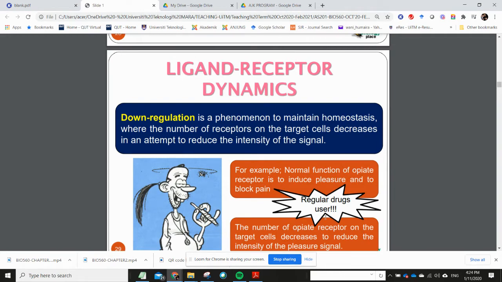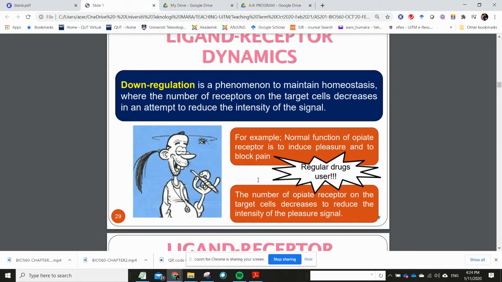So, an example here is the drug abuser, a regular drug user. The normal function of the opiate receptor is to induce pleasure and to block pain. So when the drug abuser excessively uses drugs, the number of opiate receptors will reduce. It will cause a reduced response, a reduced intensity of the pleasure signal.